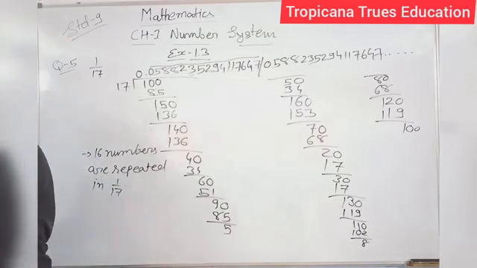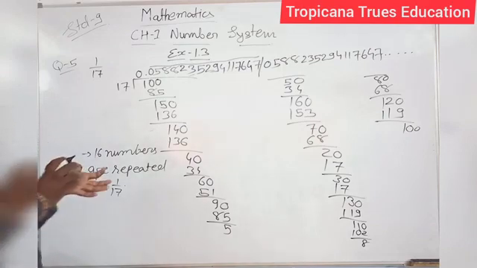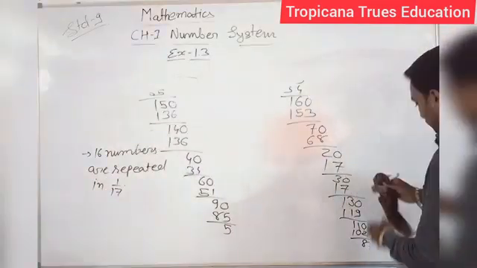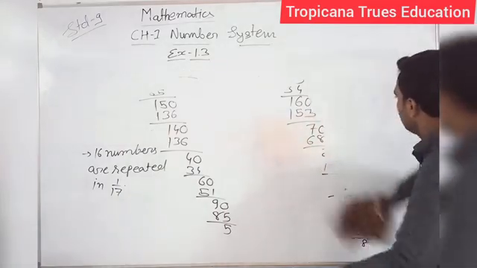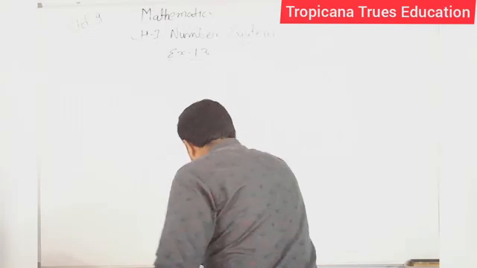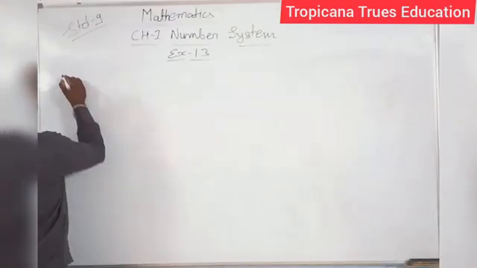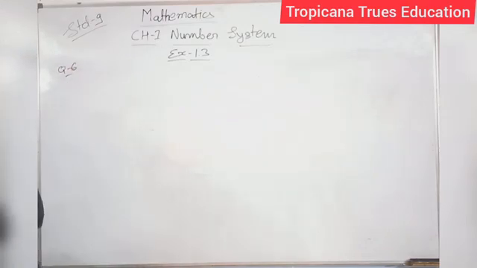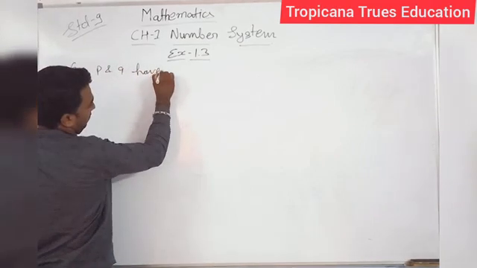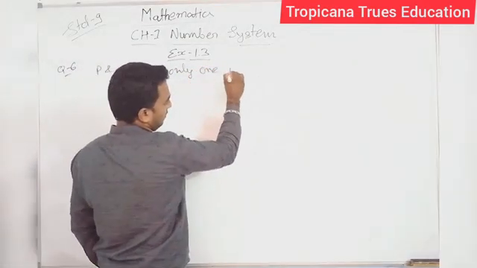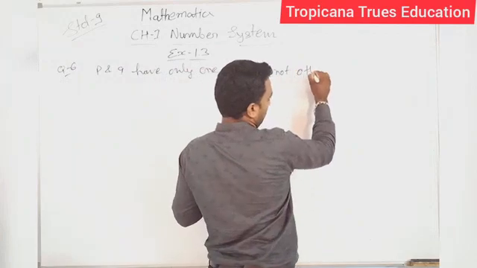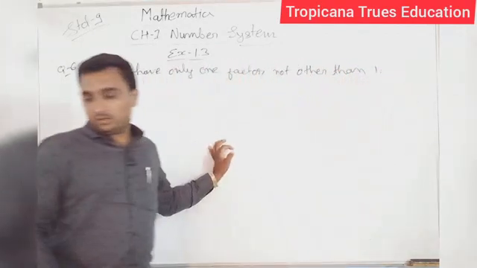Then your next question, question number 6, is that P and Q have only one factor, which is 1, not other than 1. Then what is your next question?